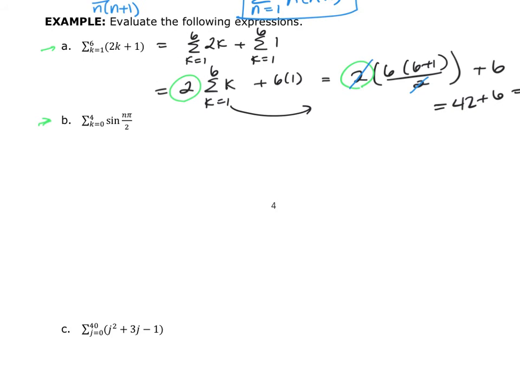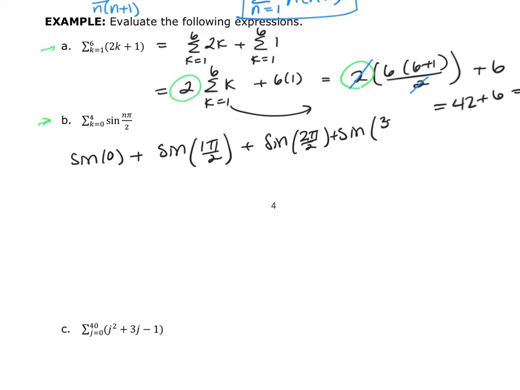I don't have any cool little formula for this one, so I'm just going to have to do the summation. So I'm going to put in k equals 0. So I have the sine of 0. It's my first term. Then I have the sine of 1 pi over 2. And then I have the sine of 3 pi over 2. Oh, no, I guess I should have 2 pi over 2. I don't know why I just jumped right over that one. So 2 pi over 2. And then I have plus the sine of 3 pi over 2. And then I have plus the sine of 4 pi over 2.